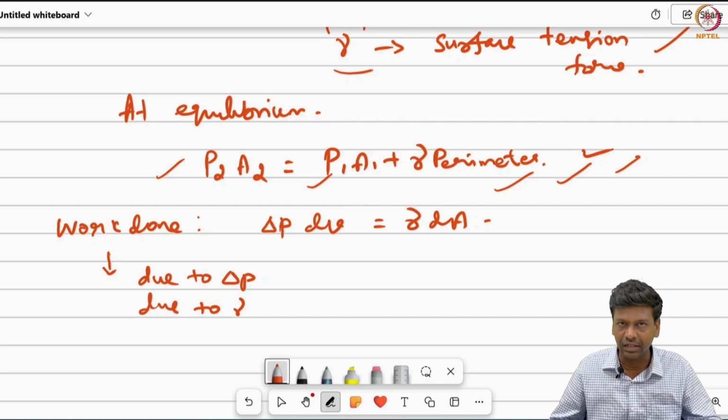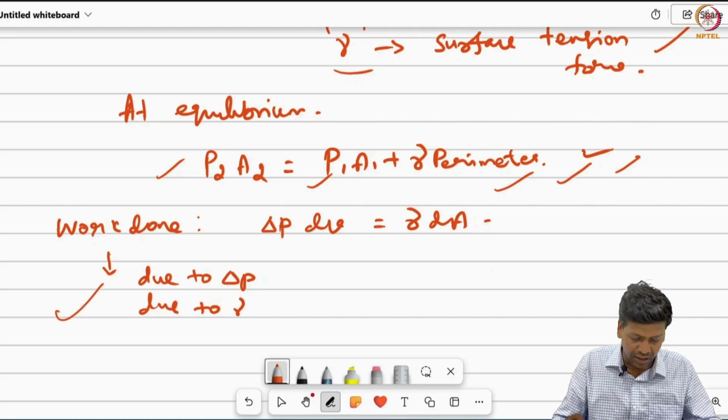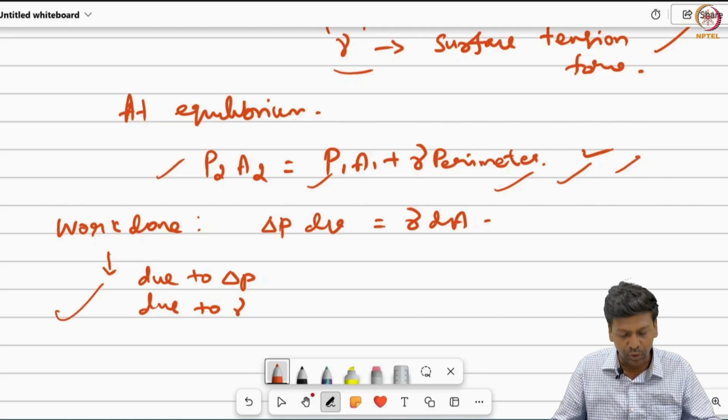So you consider that in such a case, we say that work is being done by the system. Apart from that, you also have to consider the pressure force that is acting from both sides. So it could be work done on the system as well as work done by the system. So in such a scenario, you will have work done due to delta P and work done due to gamma.